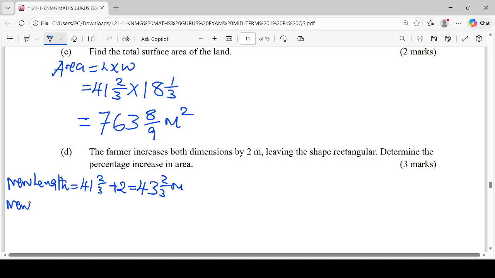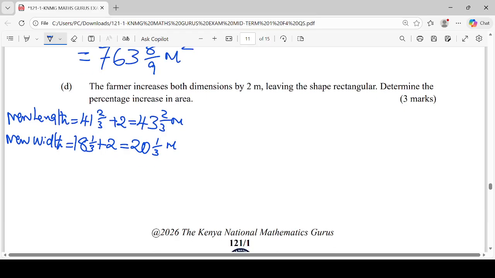And the new width, initially it was 18 and a third. It's also increased by 2 meters. This makes it 20 and a third meters. Let's compute now the new area. Our new area is going to be 43 2 over 3 multiplied by 20 and a third. So let's do the multiplication, ladies and gentlemen.